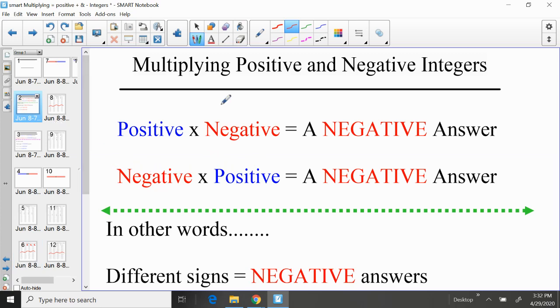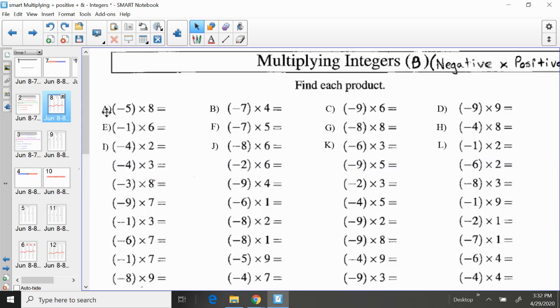Okay, so let me show you some sample problems for that other concept: negative times positive, and how a negative times a positive also gives you a negative answer. Again, I have A through L, but I don't think I'll need that many. Understand that negative times positive still gives us negative answers. So negative times positive, I know that's going to be a negative. 5 times 8 is 40. So my answer is going to be negative 40.